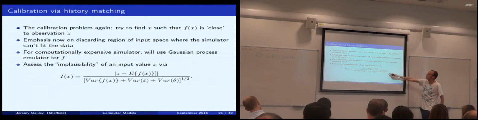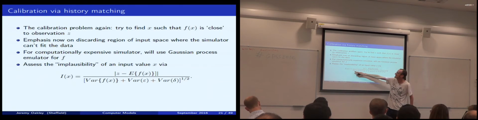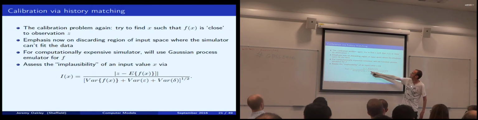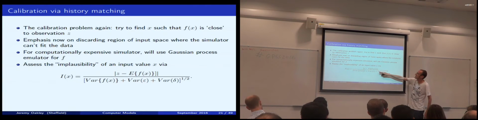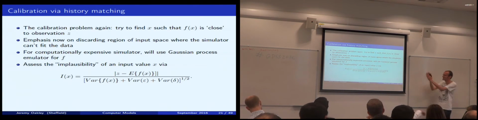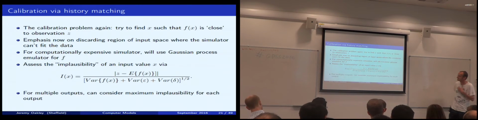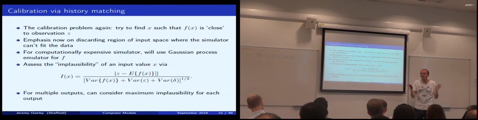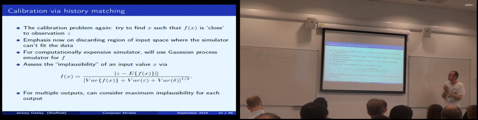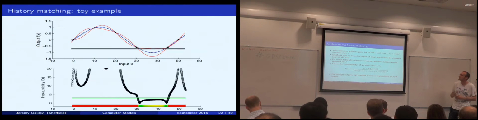And then you scale that by the bottom. If you've used an approximation of F, again with the Gaussian process, then you can have a variance in there. We'll have an observation error, so we'll include that. And we'll include some model discrepancy, the fact that even if we plugged in the right value of X, we might not exactly get the observed value of the outputs. And when you're dealing with multivariate output data, you might look at maximum implausibility or combinations, or you might look at one output at a time.